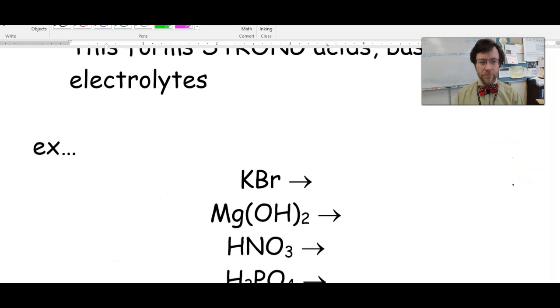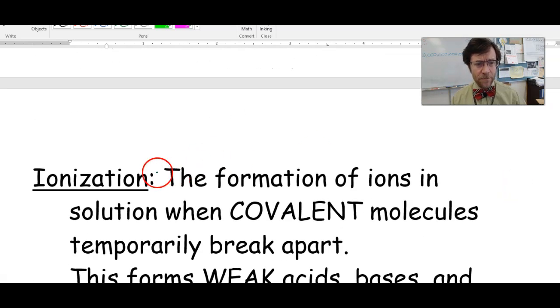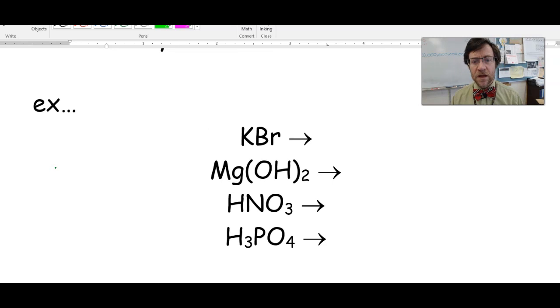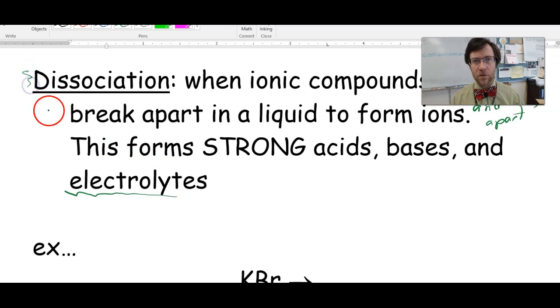Now there's going to be another one. I'm going to jump down here. It's ionization. That's the opposite, but we'll get there in one second. Also, strong electrolytes. Anything that dissociates, we're going to call it strong.